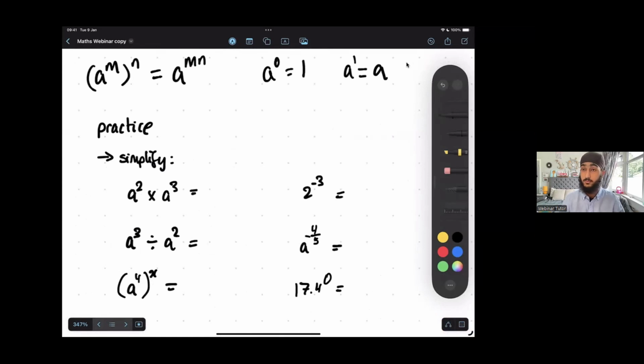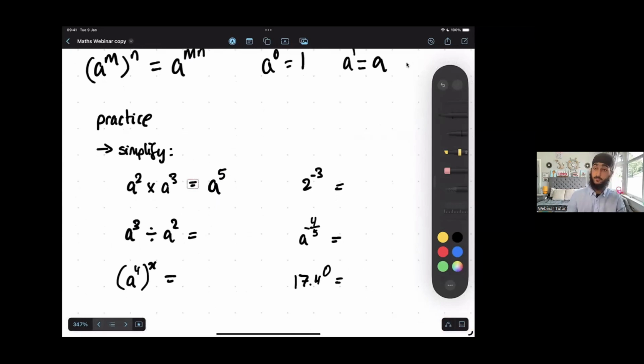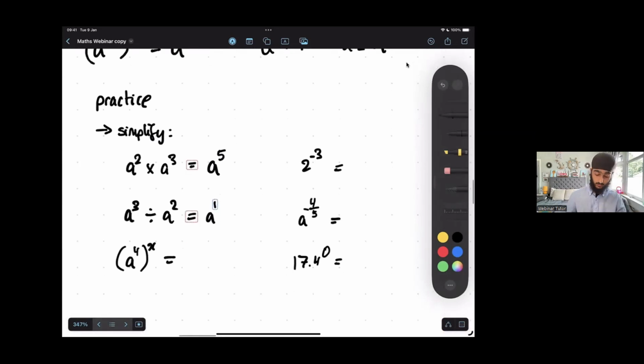So with the first example, a squared multiplied by a cubed, the same base, and we're multiplying them. This gives us a to the power of 5. So a to the 2 plus 3, 5. When we're dividing them, we subtract them. So we get a to the power of 1. When they're split with brackets, we get a to the power of 4x because we just multiply them.